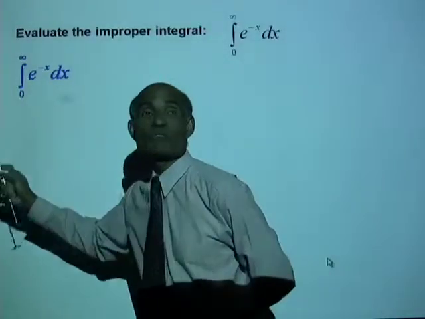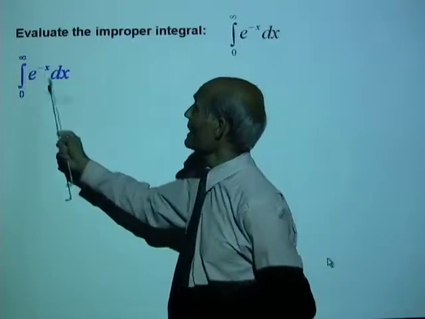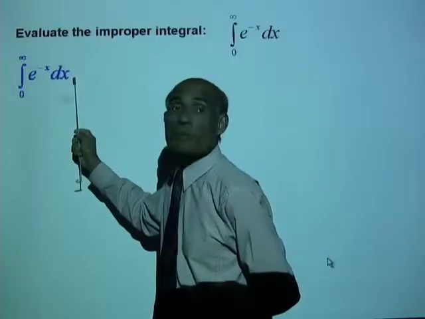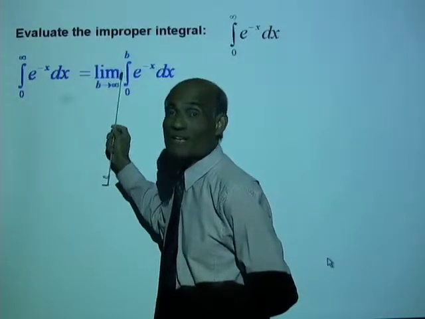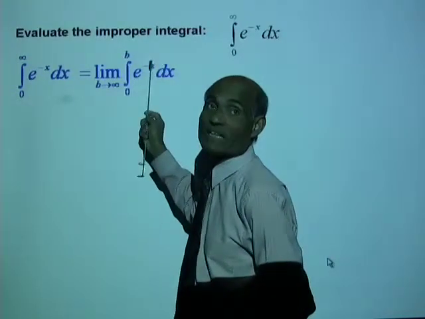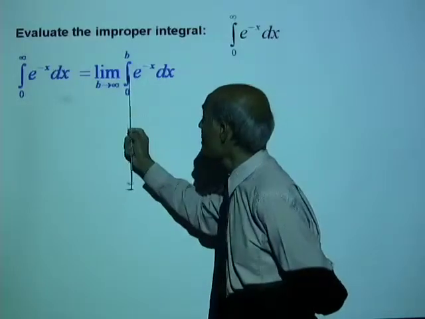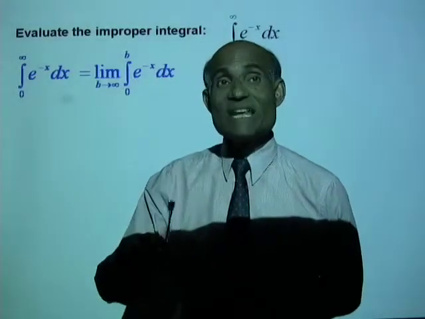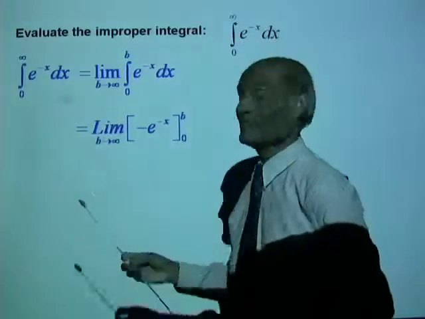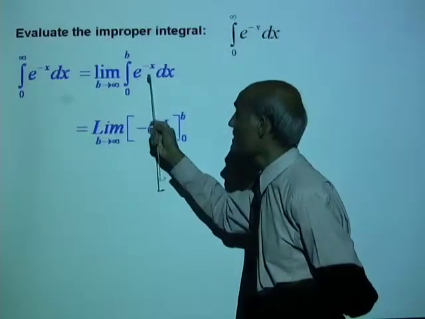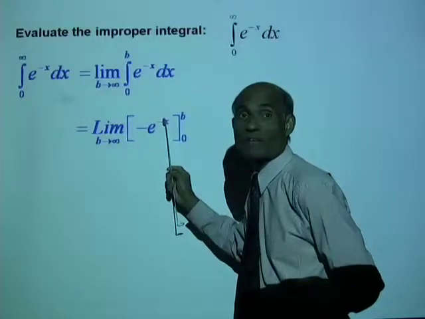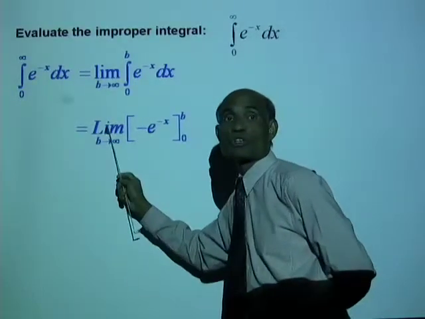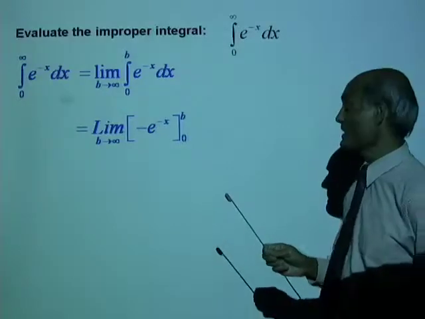First of all, we will write this as a limit. What will that look like? Integral 0 to infinity e to the negative x dx will be limit b goes to infinity, integral 0 to b of e to the negative x dx. And you know what integral of e to the negative x dx is. What is it? It is negative e to the power of negative x. That's right. Integral of e to the power of negative x dx is negative e to the power of negative x. And the limit is from 0 to b. And we take the limit of this quantity as b approaches infinity.